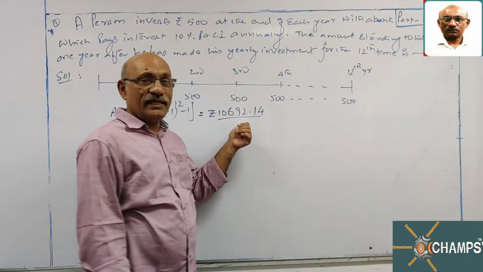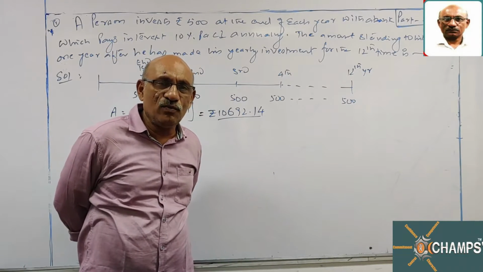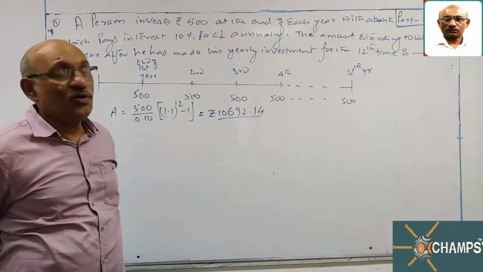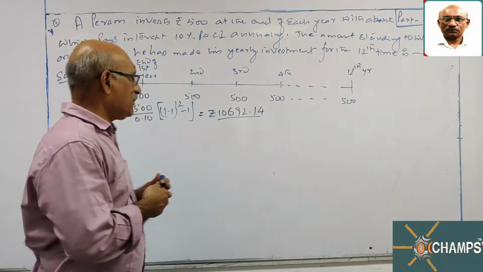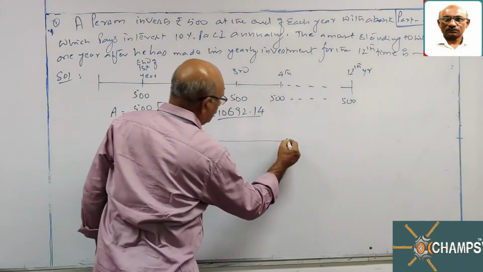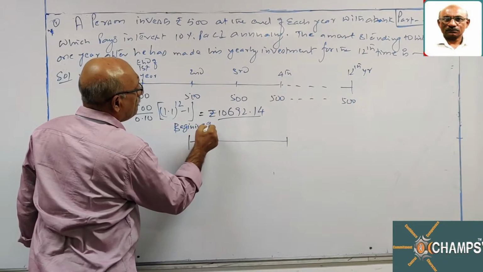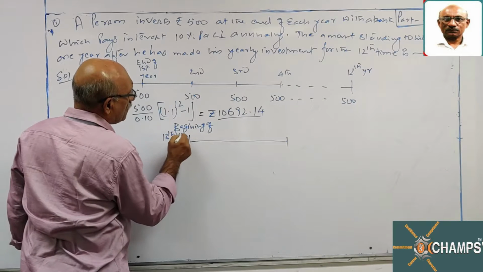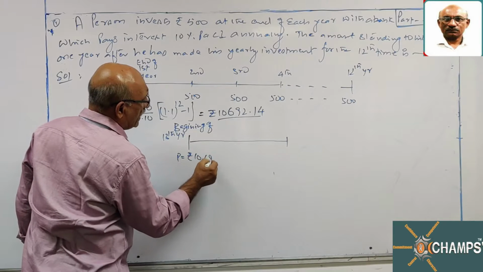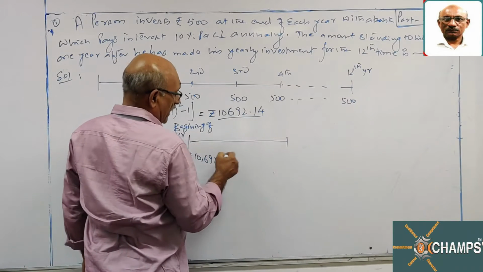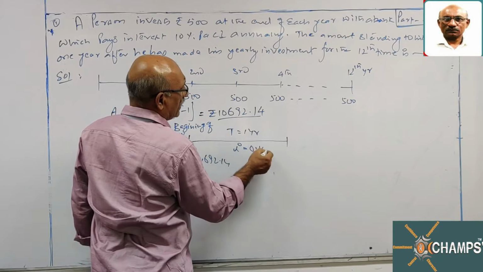So at the end of the 12th year, the accumulated balance is 10,692.14. Now sir, this amount is not withdrawn at the end of 12th year. It is kept in the bank for one more year. So look at this. This is beginning of 13th year. This is principal rupees 10,692.14. It is in the bank for 1 year. Time is equal to 1 year. Rate of interest is 10%.